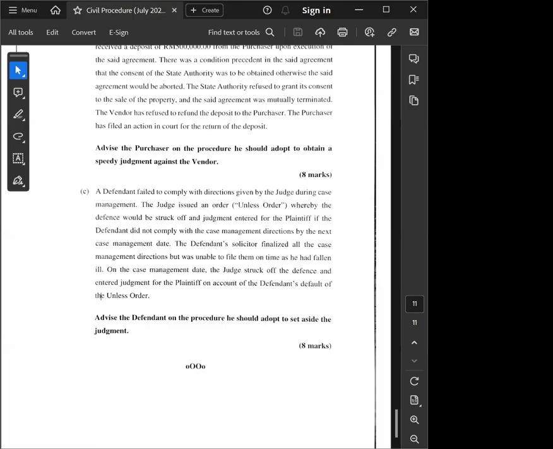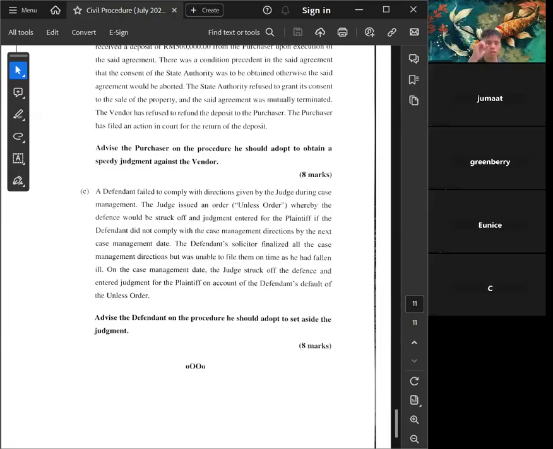Because Order 42, Rule 13, usually you can see is the JID, because a JID itself is not a final judgment until 30 days have lapsed. This is given in your case of Re UDOS. So by looking into this question, how are you going to structure your answer? First thing, what is a pre-trial case management? You have to tell the examiner, you have to write it out. This is your first heading.